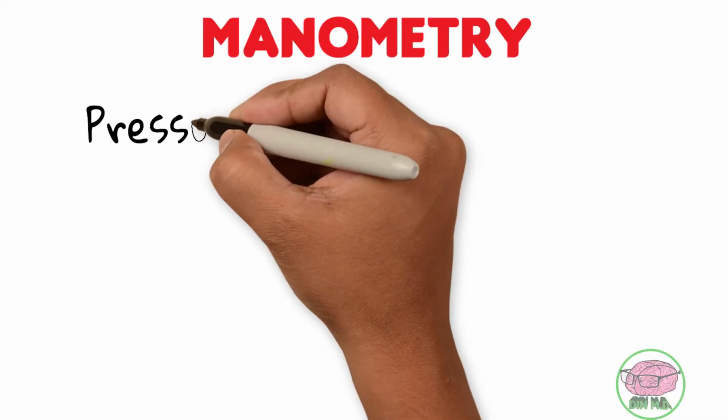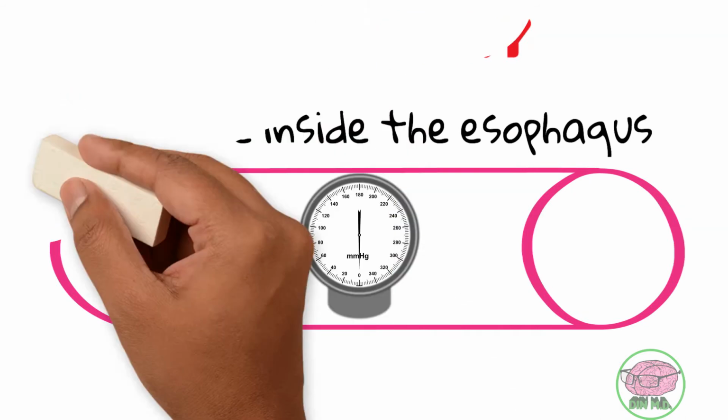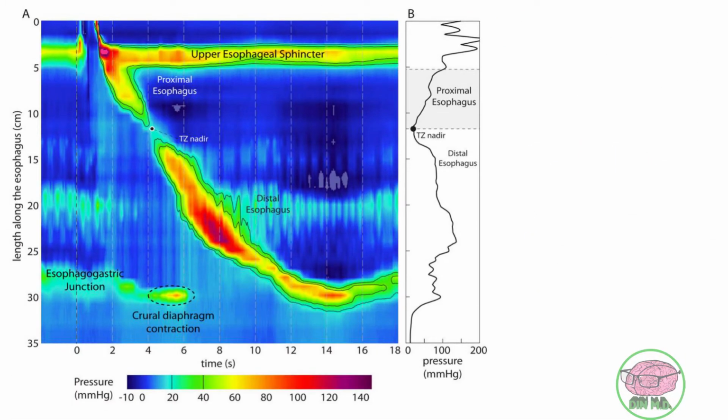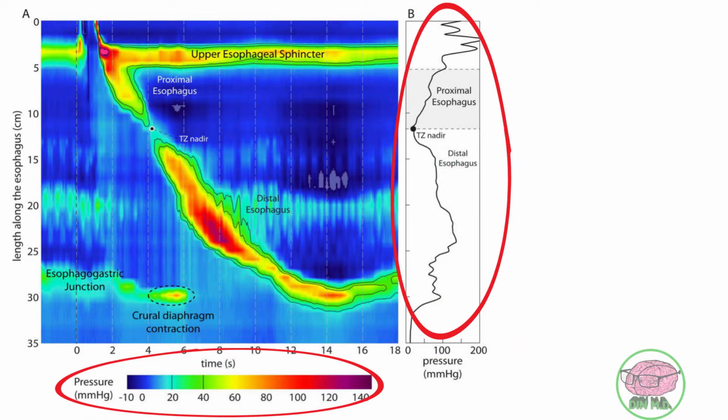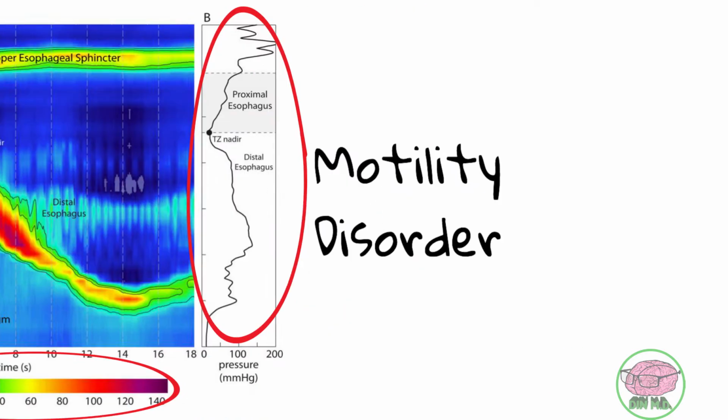Manometry measures the pressure created by the esophageal muscles and its sphincters. The pressure is shown in different colors, as we can see in the picture here, depending on the amount of pressure and the part of the esophagus that is contracting. It is a must-do test when suspecting a motility disorder. It is done by introducing a probe through the nose and into the esophagus.